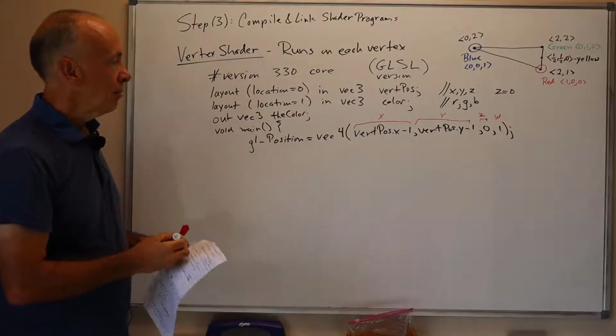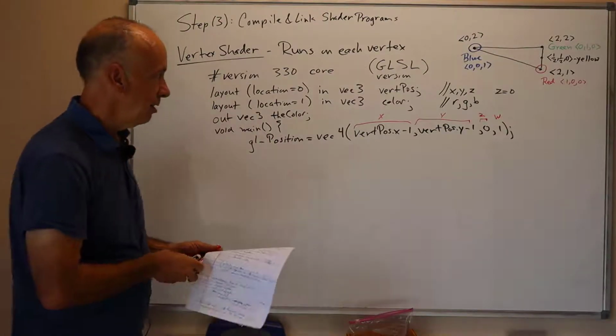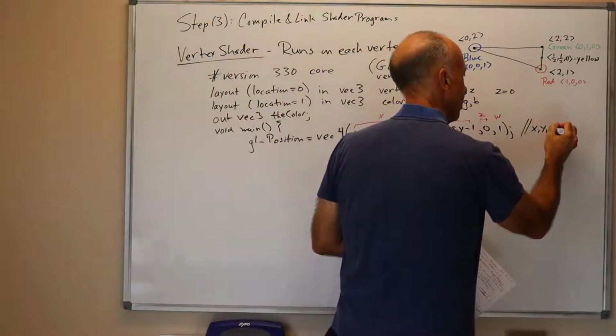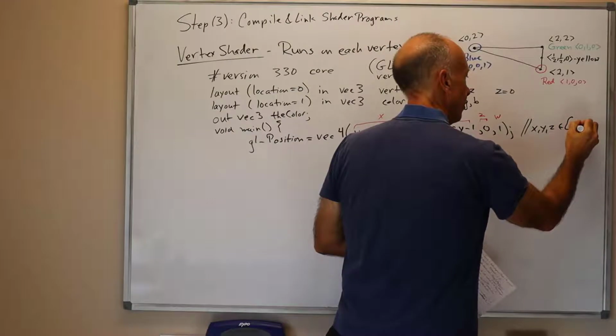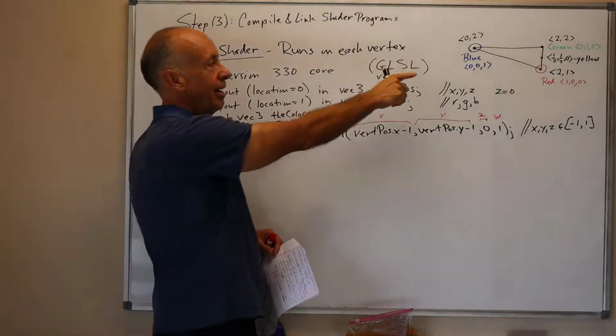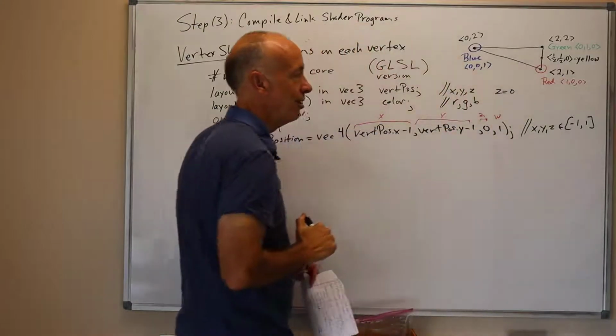The x, y, z values are supposed to be in the range minus 1, 1. So x, y, z are supposed to be in the range minus 1, 1. Now the input values, if you saw the data, they're between 0 and 2.